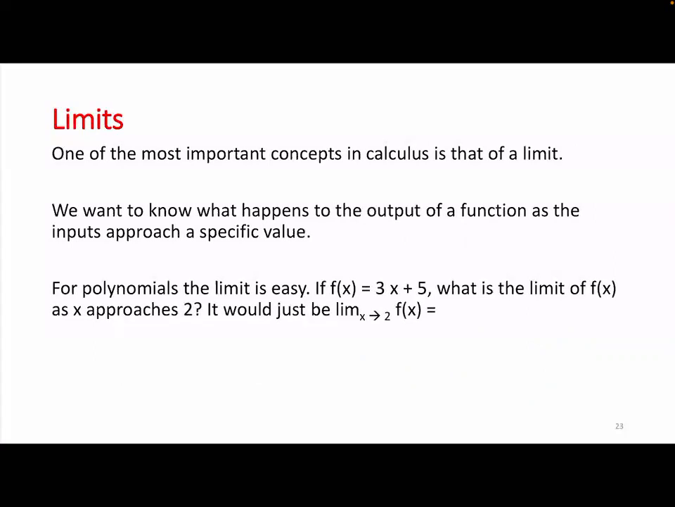So the big concept in Calc 1 is that of a limit. So we want to know what happens as we approach a certain value. And so the rule is if I write the limit as x approaches 2, that means x gets closer and closer to 2, but x is never actually equal to 2. It just gets as close to 2 as you want. And so if I give you f of x is 3x plus 5, well, what we would just say is everything is well behaved. As x goes to 2, just replace x with 2. And this is going to then just become 3 times 2 plus 5, or 11.